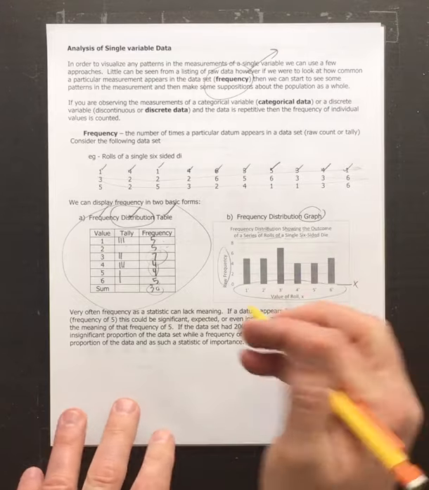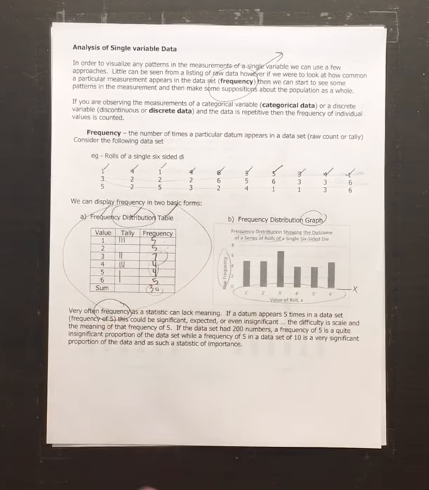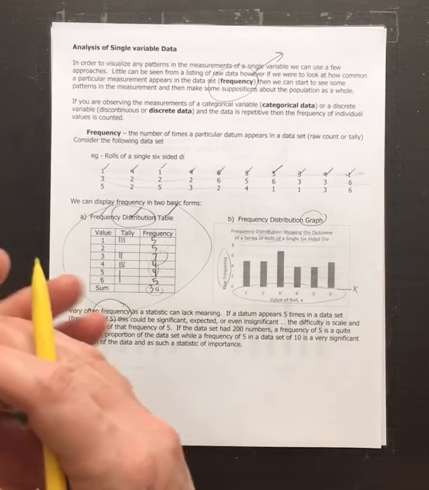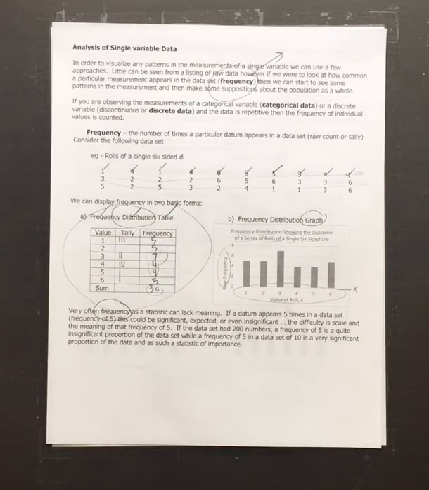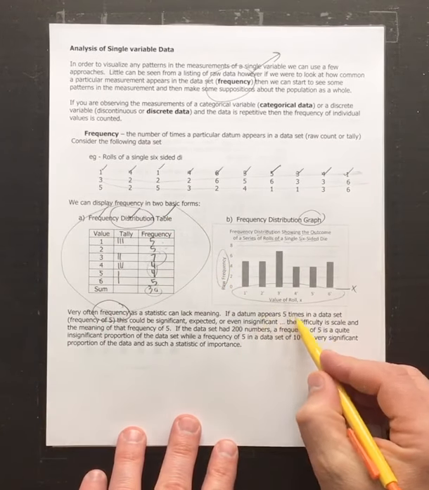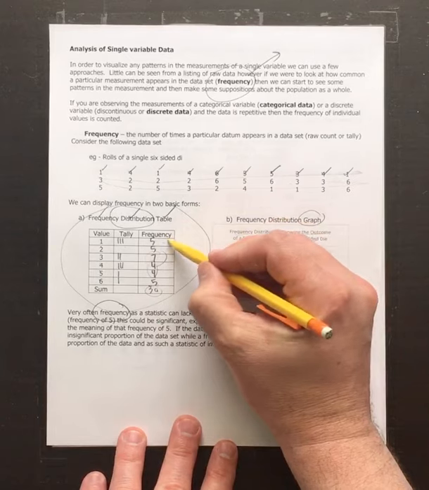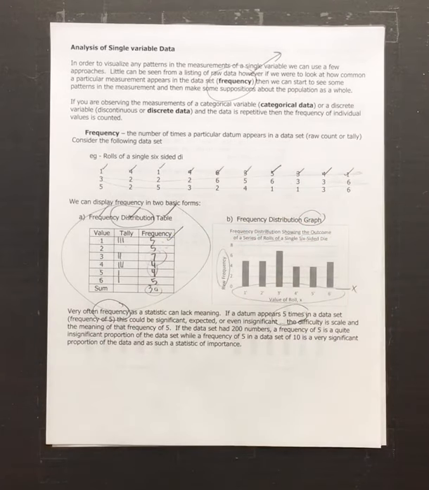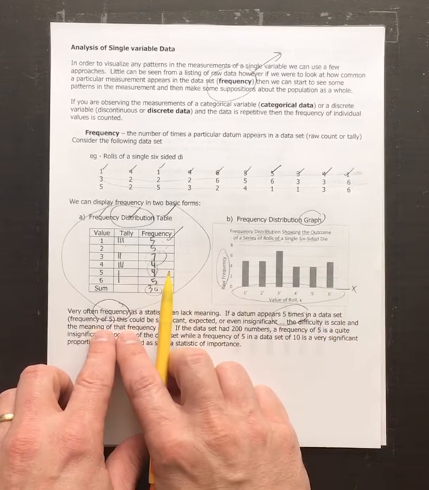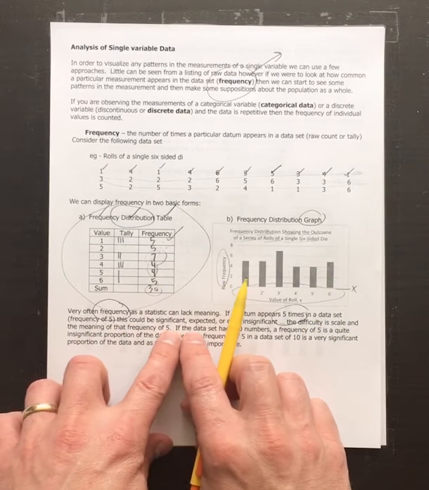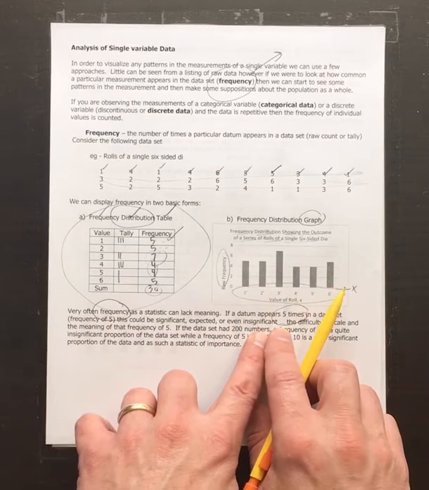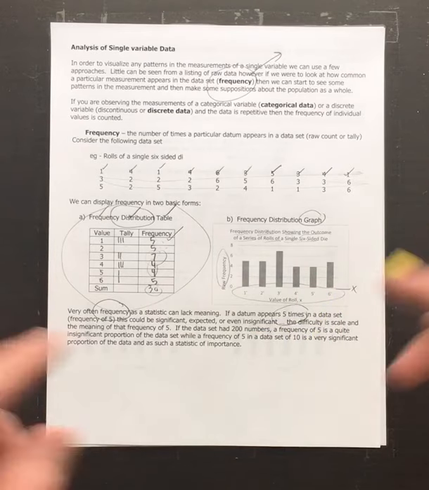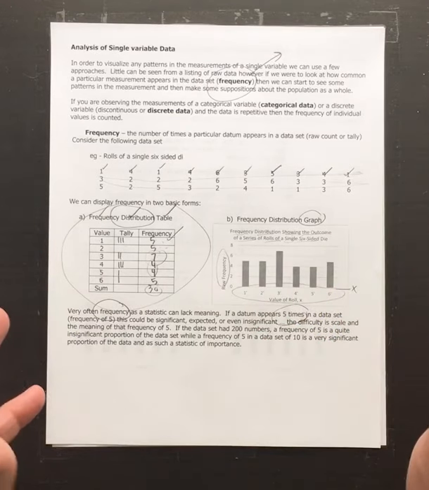Okay, now, very often frequency can have a lack of meaning depending on whether or not we know the size of the whole. Okay, so if a datum appears 5 times, like for example the number 1, that would be maybe a lot, maybe not that much, maybe we don't know. In a data set, this could be significant, expected, or even insignificant. If we roll the dice 1,000 times and we got 5 1s, that's significant.